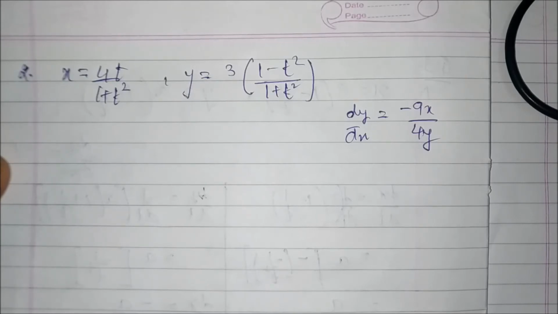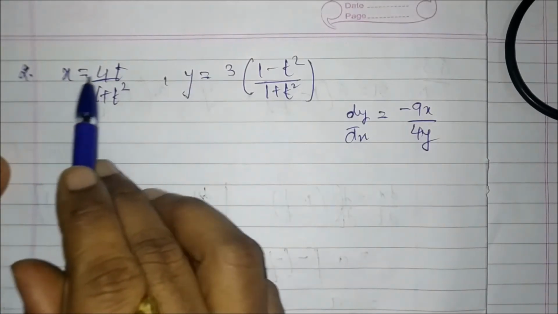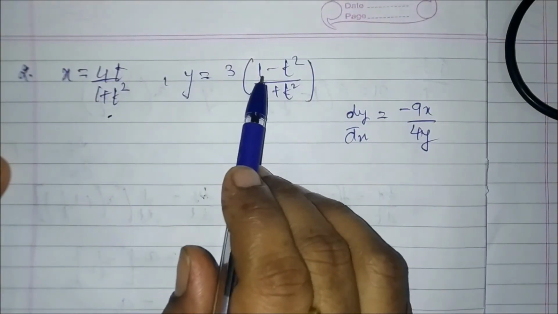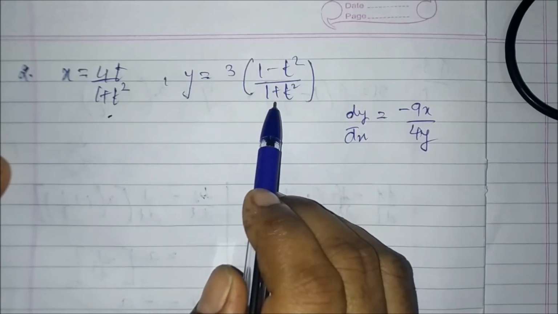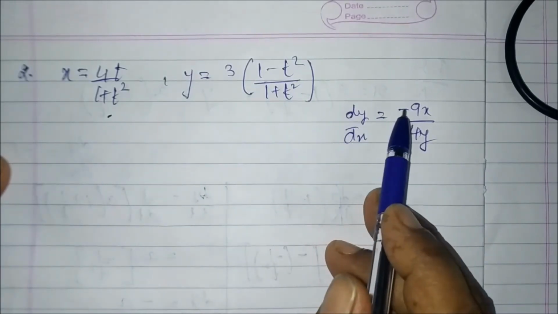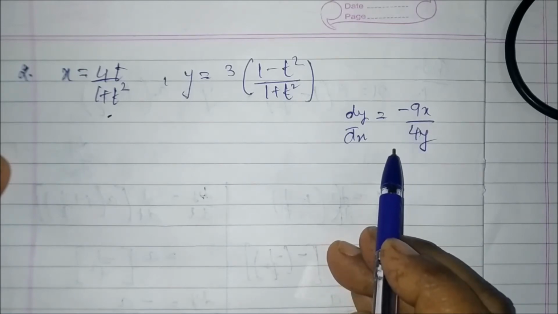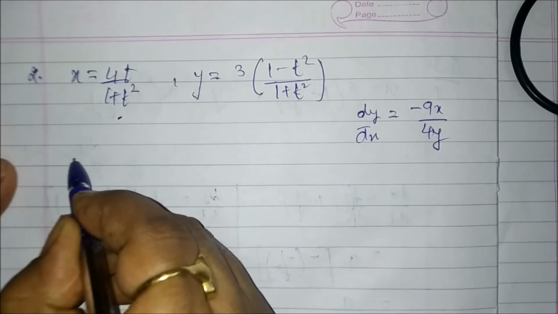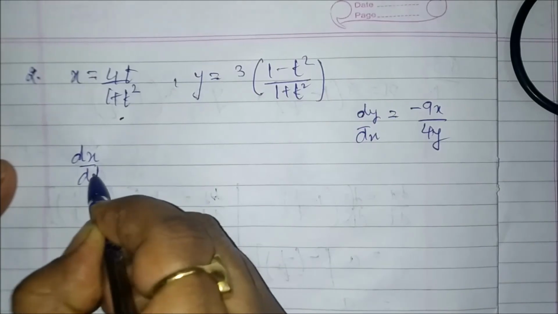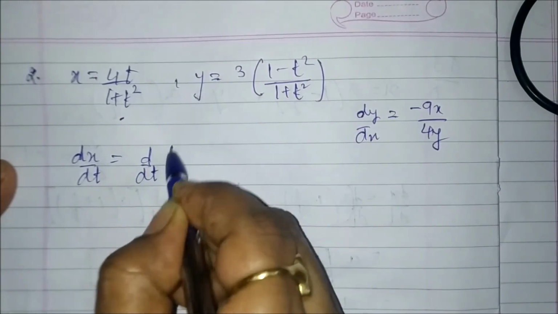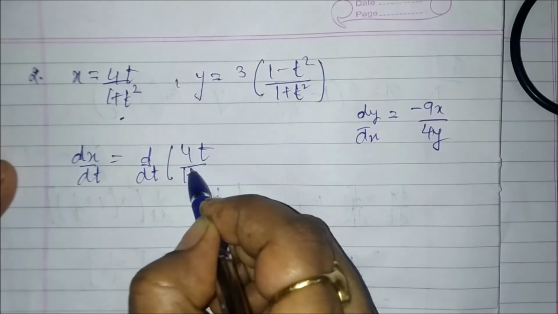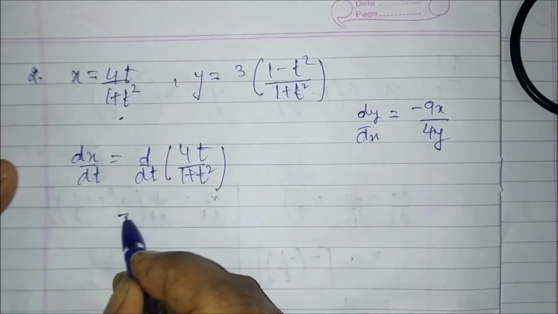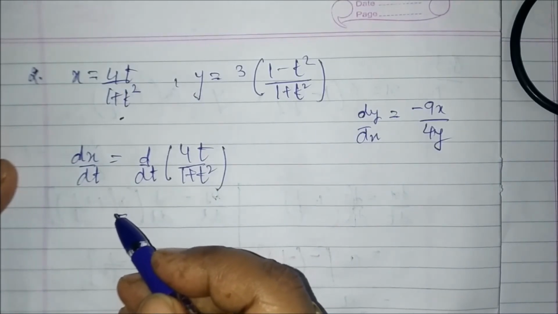See second sum. Here it is given, if x equals 4t upon 1 plus t square and y equals 3 into 1 minus t square upon 1 plus t square, then show that dy by dx equals minus 9x upon 4y. As we are doing in other questions, differentiate x with respect to t. d by dt of 4t upon 1 plus t square. See, it is given as u upon v, so we have to apply the quotient rule, that is the u upon v formula.